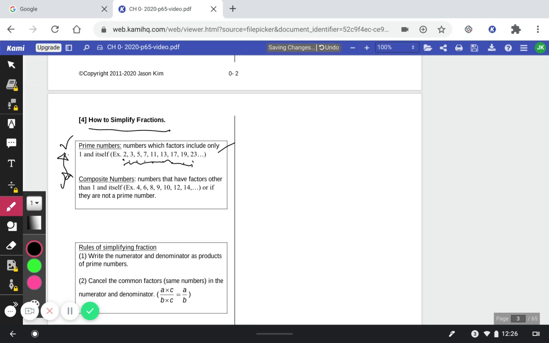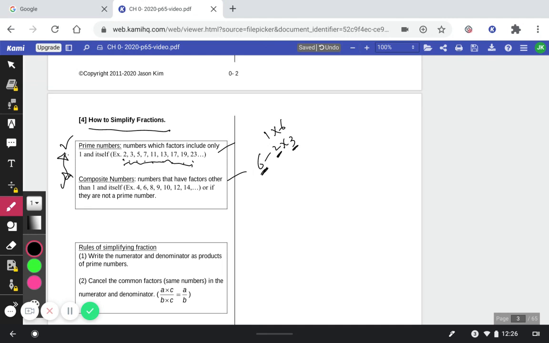A composite number is a number that has a factor other than 1 and itself, like 4, 6, 8, 9, 10, 12, 14. So they are not prime numbers, they are composite numbers. For example, 6 can be multiplied by 2 and 3. So 6 is divisible by not only 1 and 6, but also has factors of 2 and 3. So it is composed of other factors.